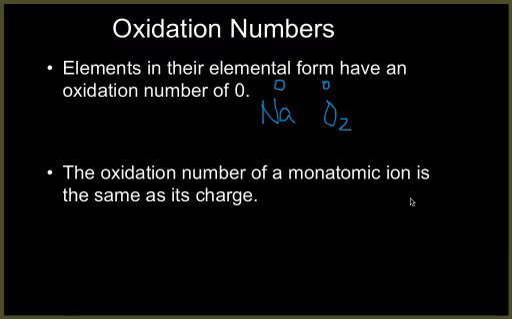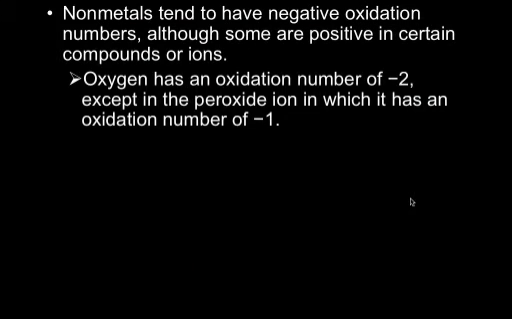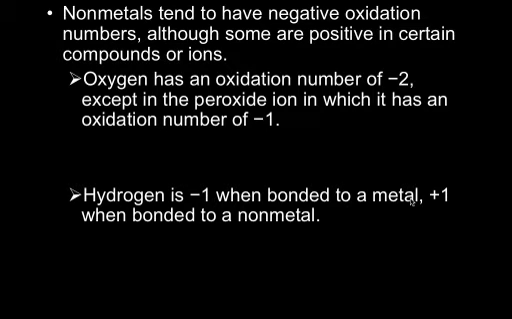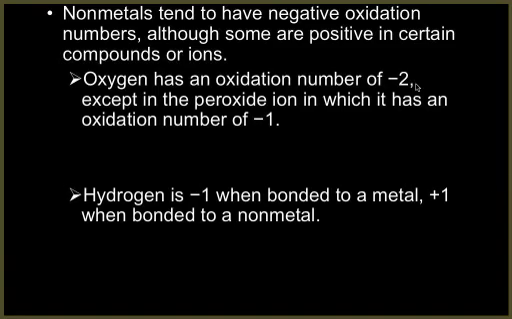If you have a monatomic ion, a single ion with a charge, its oxidation number is the same as its charge. So if I have Na+, the oxidation number of Na+ is +1. If I have O2-, the oxidation number of that substance is -2. Before we go on, let's look at this first statement here. It says nonmetals tend to have negative oxidation numbers, but sometimes they can be positive when they're in certain compounds or ions, and we'll look at a couple examples of those.